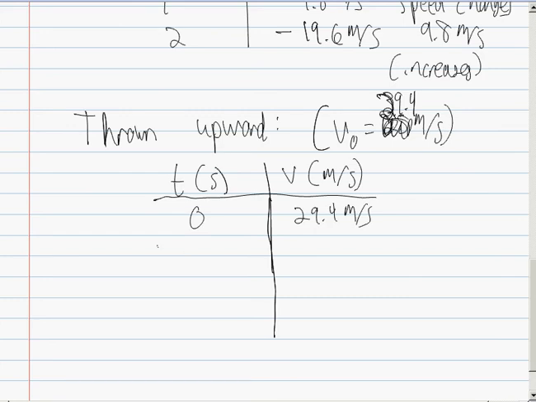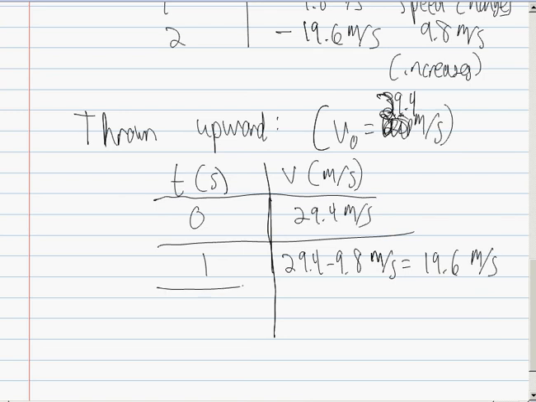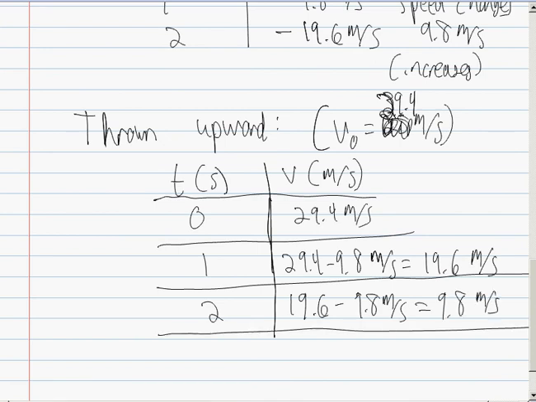A second later, I'm going to have lost 9.8 meters per second of my speed. That's 19.6 meters per second. A second later, I'll have lost another 9.8 meters per second of my speed. And at 3 seconds, I'll have lost all of my speed. I'll be at 0 meters per second.